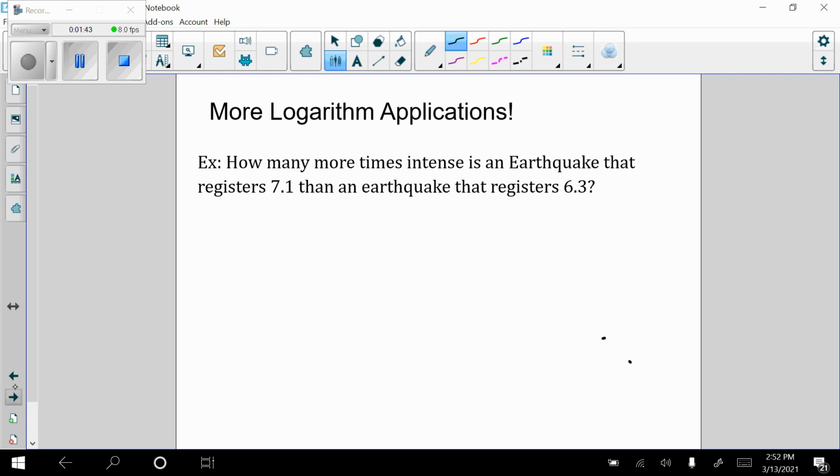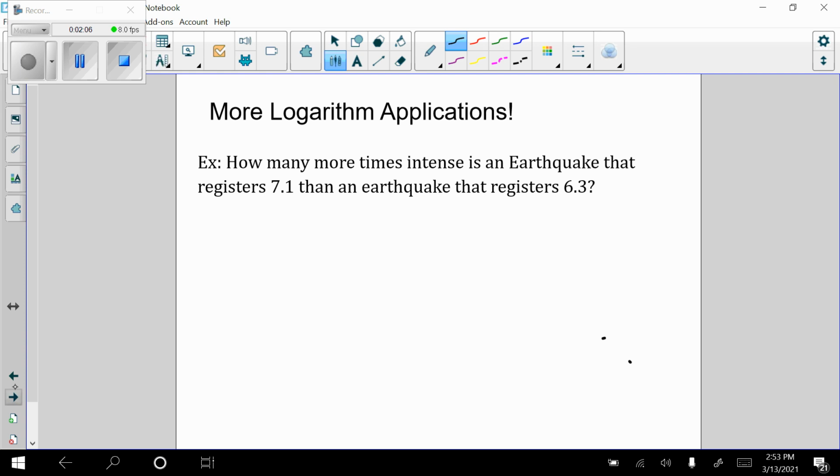Okay, so we're going to do a few more applications. These get just a little bit different than what we did yesterday. They actually get a little bit more involved. So make sure you write everything down, and if you need to stop and pause and think about what you just wrote down, that would be just perfect.